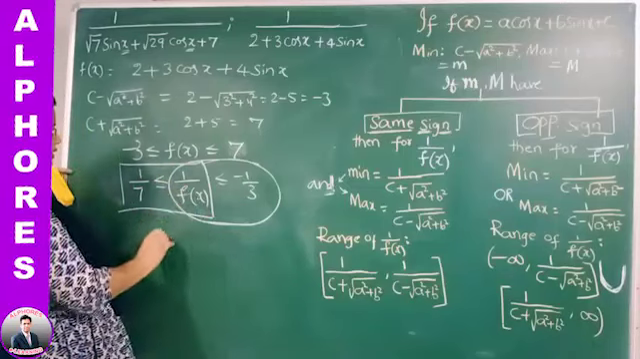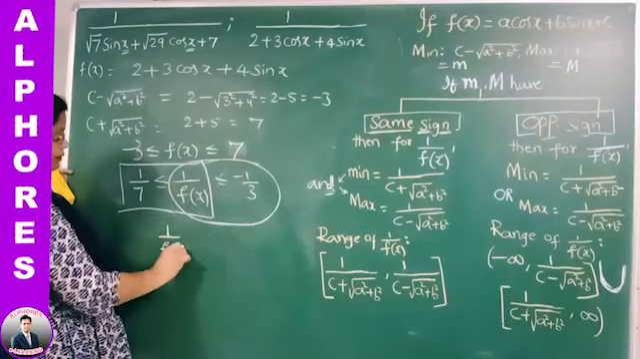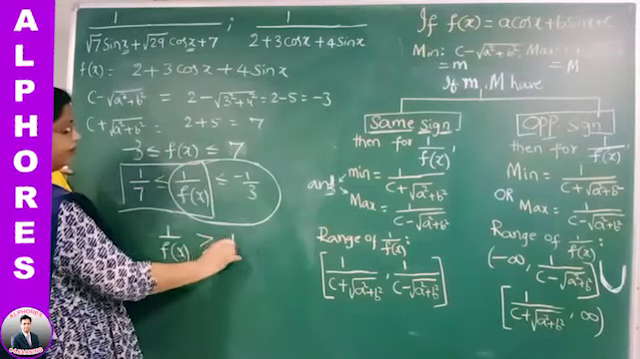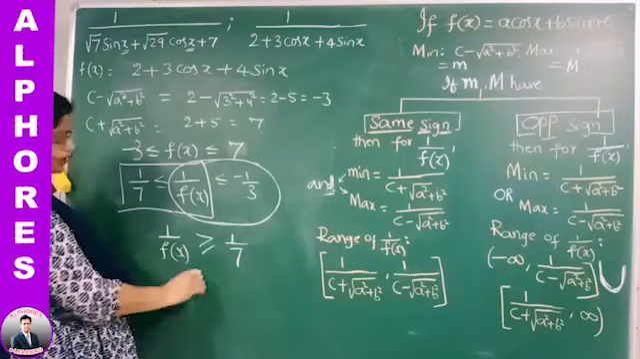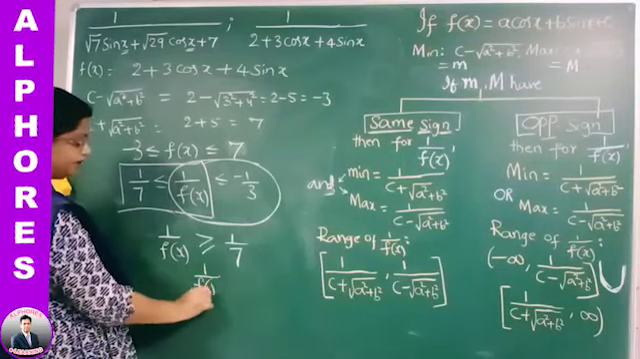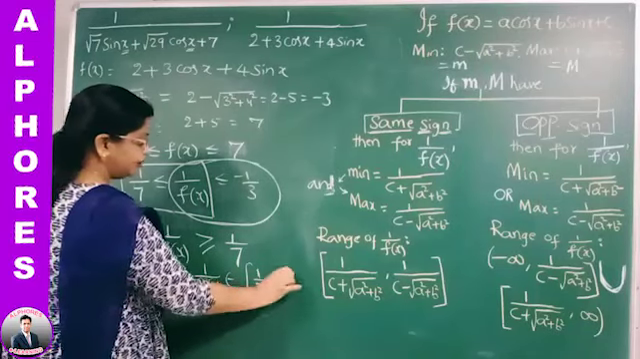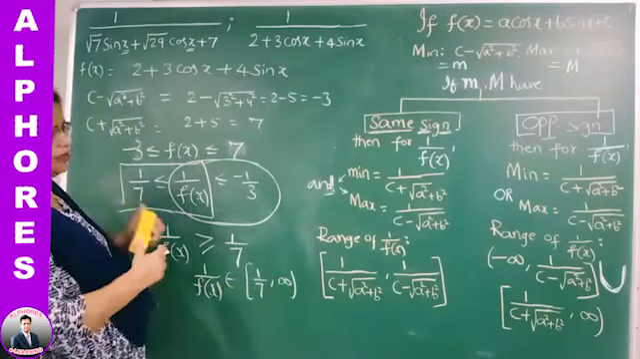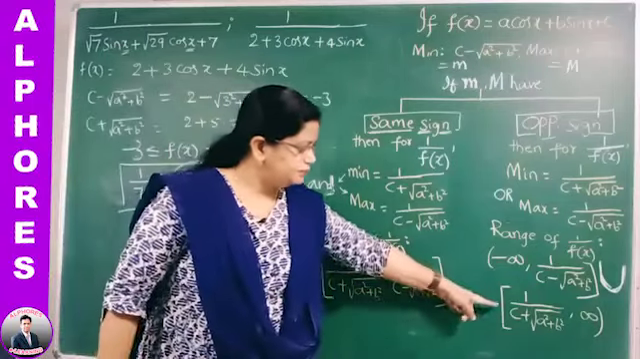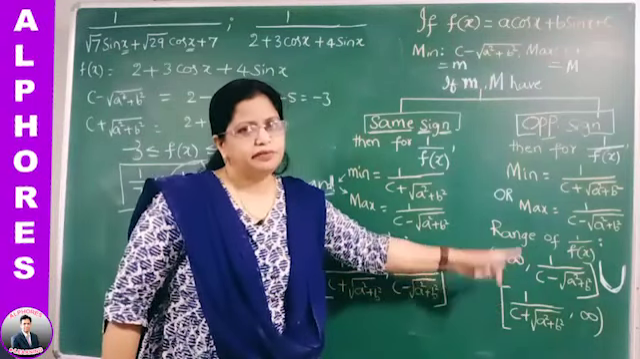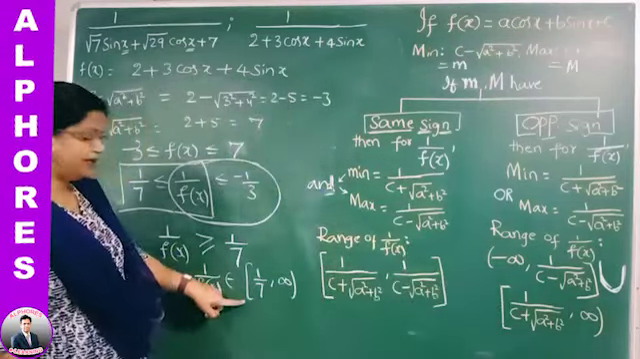Then if I take this case, 1 divided by f of x is greater than or equal to how much? 1 by 7. That implies 1 by f of x belongs to 1 by 7 comma infinity. That means here you observe, students, 1 by c plus root of a square plus b square comma infinity, this type of case you got.